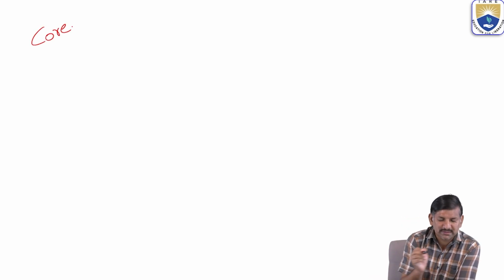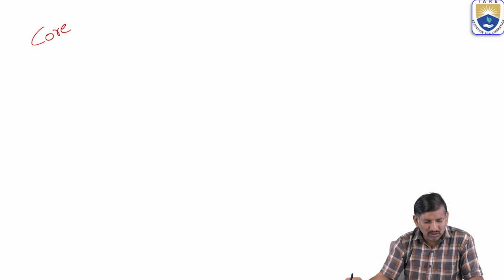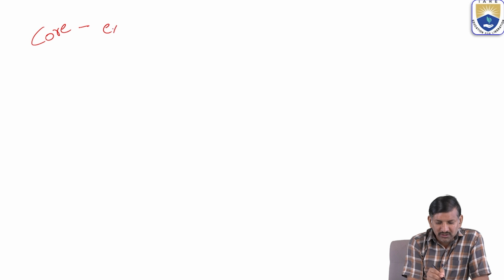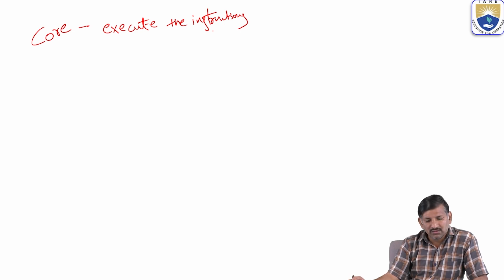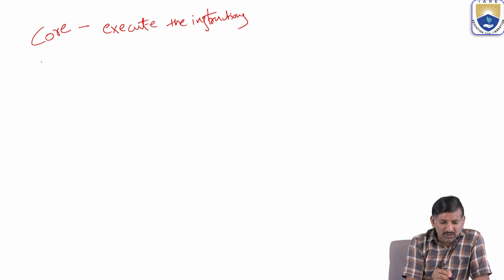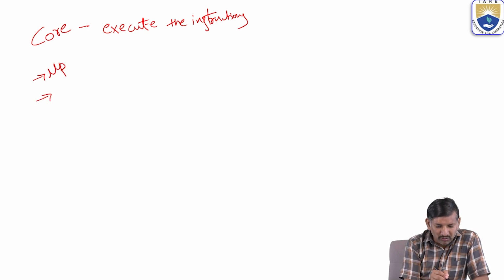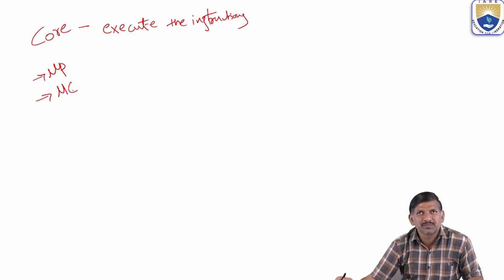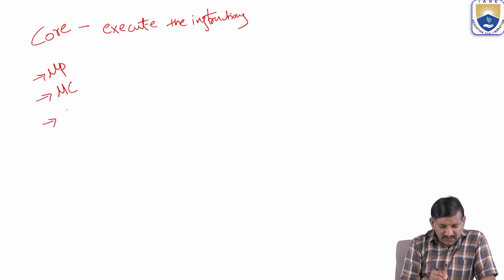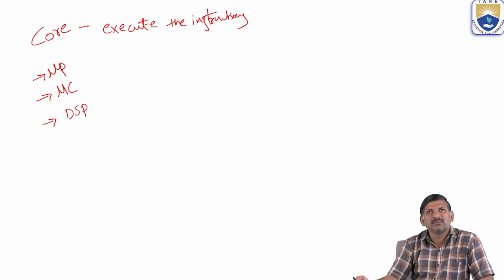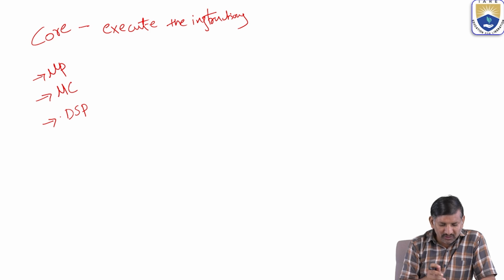First, I am saying core components. What will core components do? They will execute the instructions. Examples for core components are either microprocessors, or microcontrollers, or digital signal processors. We will check one by one.